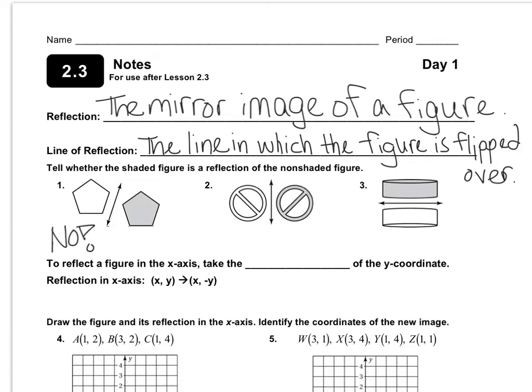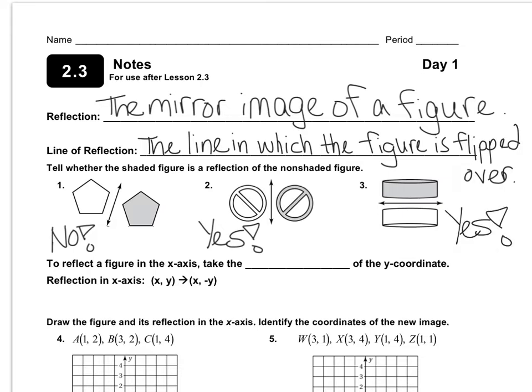Now over here, this circle, it's almost like a no circle, do not do something. If we were to take the non-shaded figure and flip it over this line of reflection, would we end up with this image? And the answer to that is yes. Therefore, this is a reflection. For the last one, again, take the non-shaded figure, which is on the bottom. Make sure you read the directions carefully. Reflect it over the line of reflection. Do we end up with this image? And once again, the answer is yes.